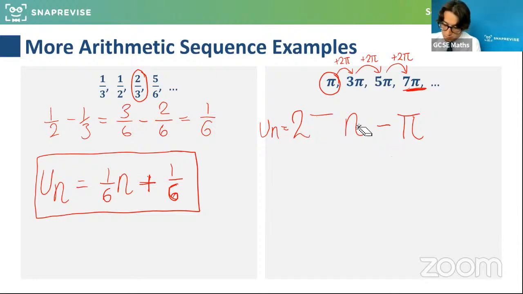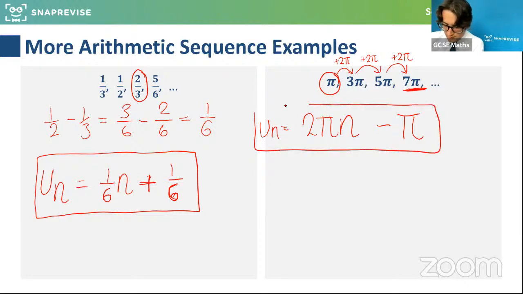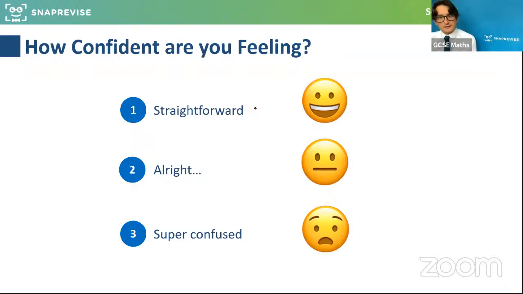So it works. So 2 pi is the times tables it's going up in, minus 1 pi off to shift it into place. Okay, so these look a lot more confusing, but it's the absolutely same process and same method that we're using here. So what I'm going to do is have a little checkpoint to see how you guys are feeling with that. And then we'll quickly do some exam style questions and then wrap this up. And obviously feel free to ask any questions as we go.